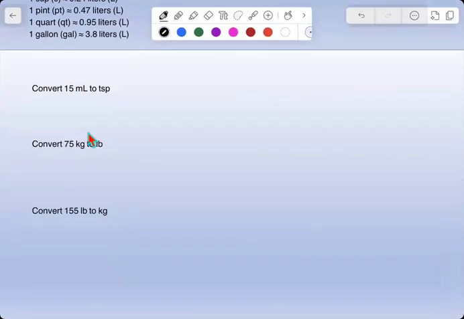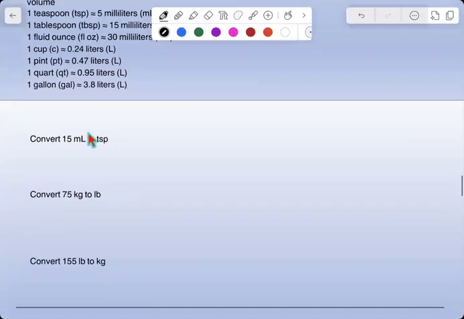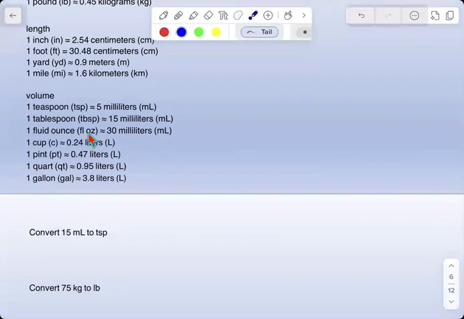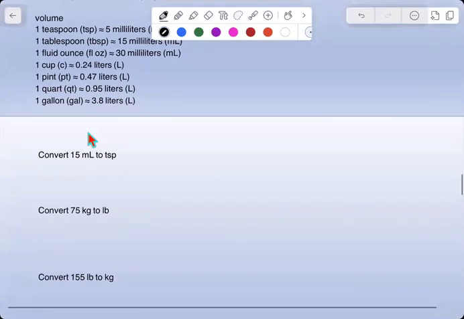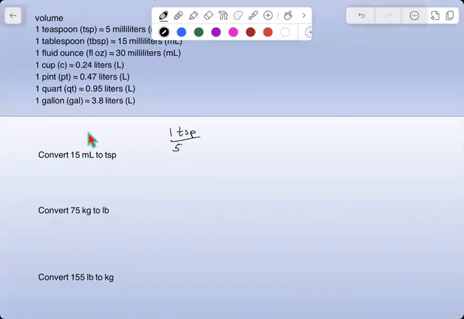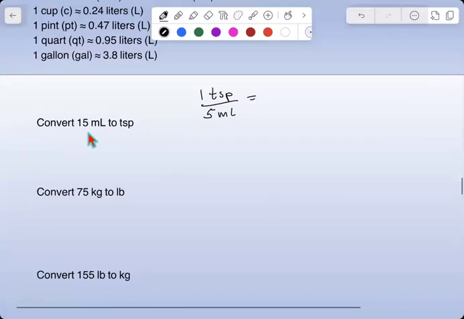Convert 15 milliliters to a teaspoon. Well, one of the things they say about volume right here is that a teaspoon is 5 milliliters. So I'm going to write that down. 1 teaspoon is 5 milliliters. And then I'm going to use that to set up a proportion. Most of these can be solved with proportion, so I do tend to go to that.